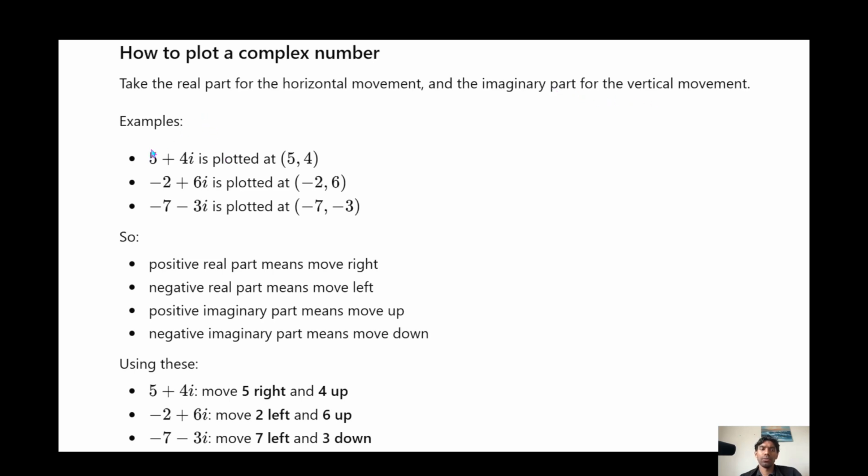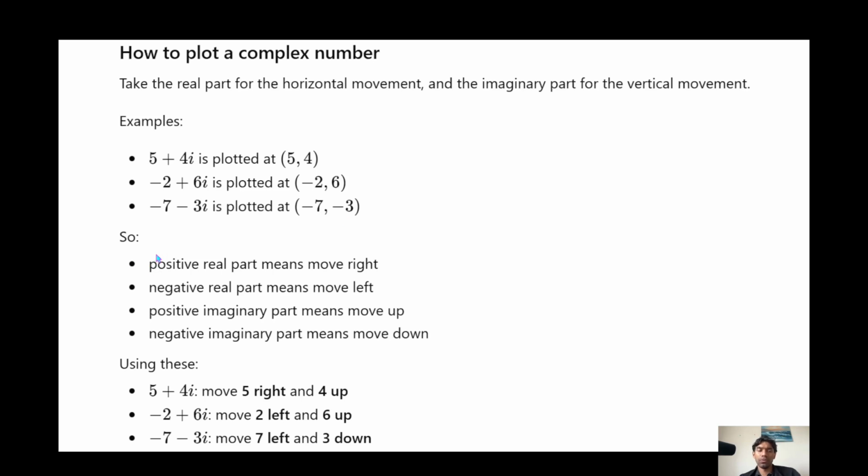The first example that we have is 5 plus 4i. This is plotted at (5, 4). The real part is 5 and the imaginary part is 4, and this is on the y-axis. Minus 2 plus 6i is therefore plotted at minus 2, which is the real part, and at 6 for the imaginary part on the y-axis. And then finally for minus 7 minus 3i, this is plotted at (minus 7, minus 3), the real part on the x-axis, and the imaginary part on the y-axis, which is minus 3.